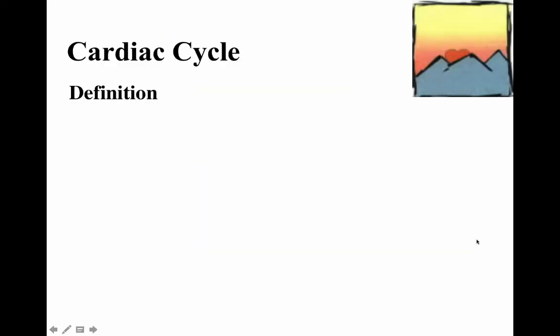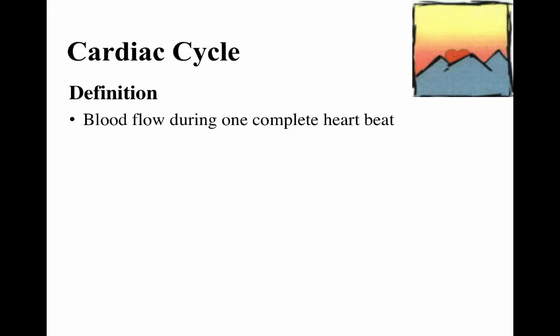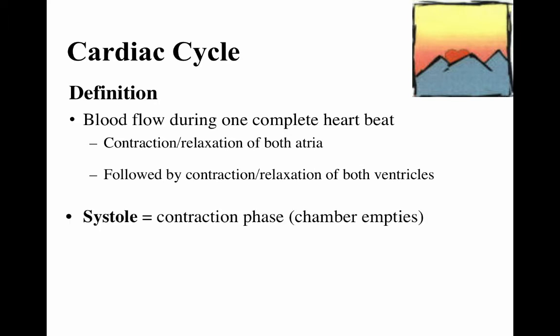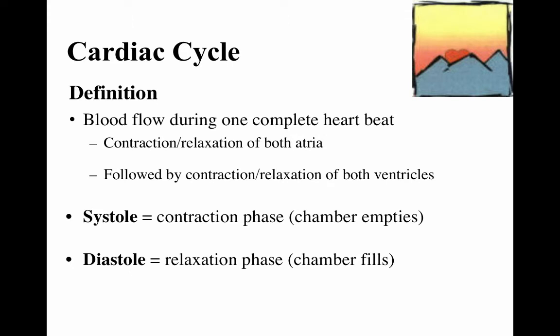In the previous video, we were taking a look at the cardiac cycle, and the definition of the cardiac cycle is the blood flow during one complete heartbeat. So the contraction and relaxation of both atria, followed by the contraction and relaxation of both ventricles. Systole then is the contraction phase, and I think of systole as to squeeze, so the chamber is empty. And diastole is the relaxation phase, where the chamber fills.